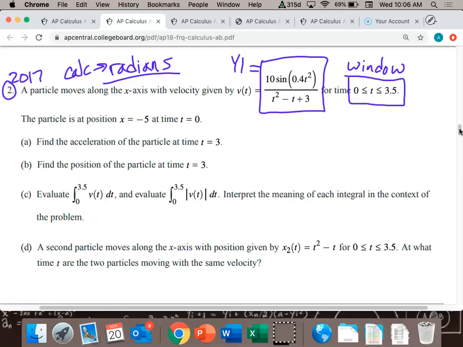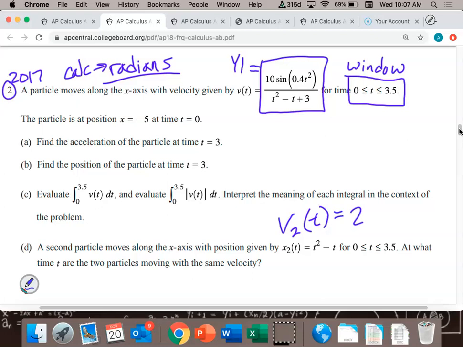All right, for part D, a second particle moves along the x-axis with this given position function. At what time are the particles moving with the same velocity? So now you have to set the velocities equal, but first you have to find the velocity. What's the velocity of particle 2?